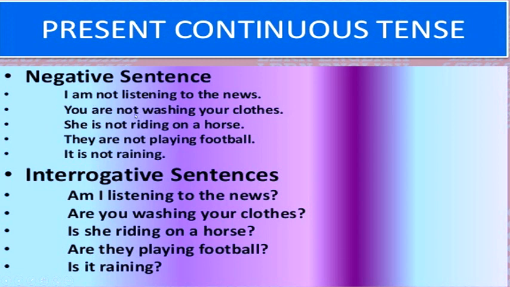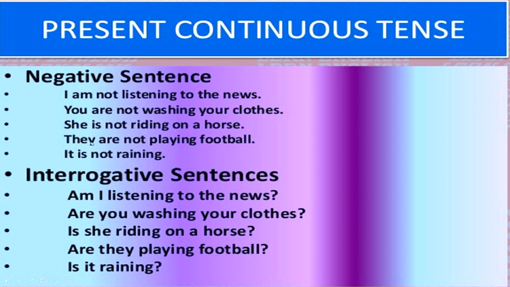Then we add the word not. First form is wash plus ing. Okay, and then our object, your clothes. She is not riding on a horse. She is the subject. Helping verb is, then add not. Ride is the verb. Adding ing becomes riding.